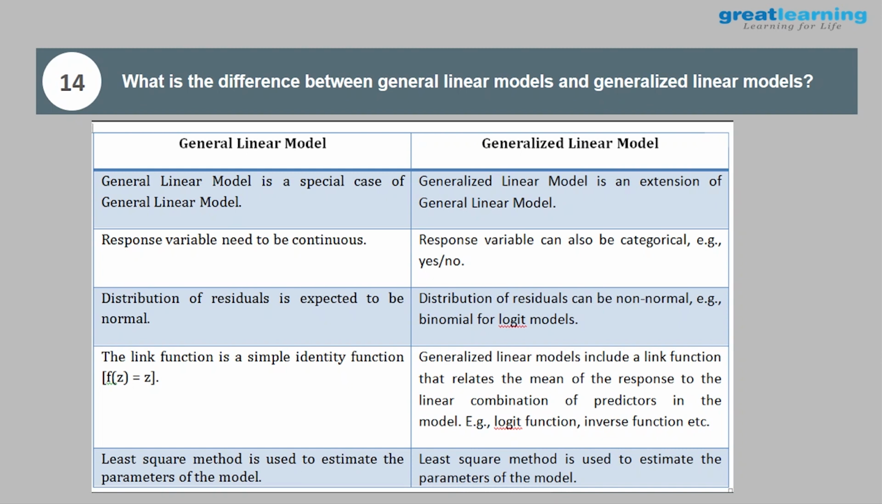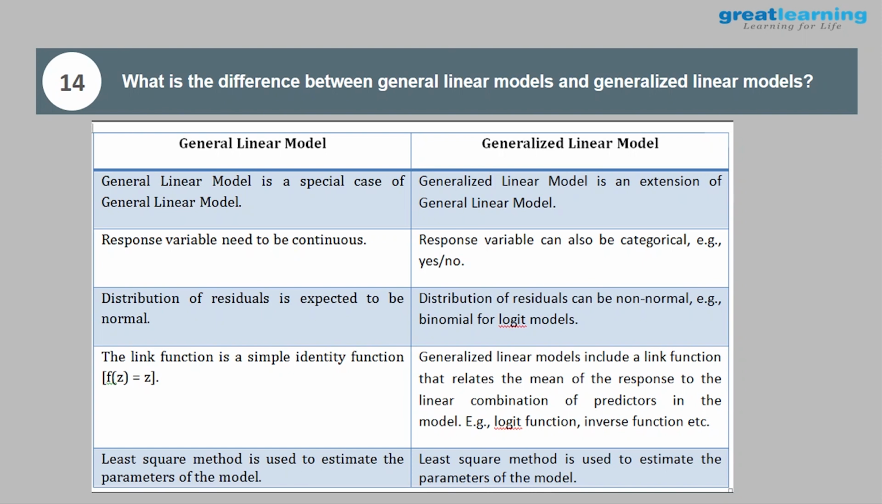In general linear model, distribution of residuals is expected to be normal. But in the case of generalized linear model, distribution of residuals can be non-normal, like binomial for logistic models. Now we will see the link function is a simple identity function like f of z equals z for general linear model. But in the case of generalized linear model, we include a link function that relates the mean of responses to the linear combination of predictors in the model, like logit function, inverse function, etc.